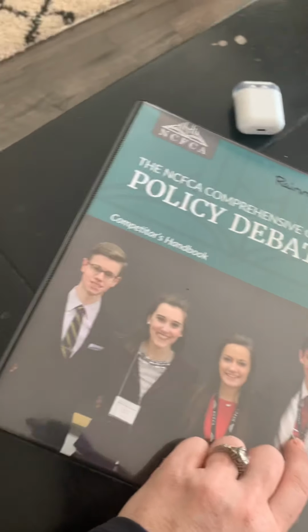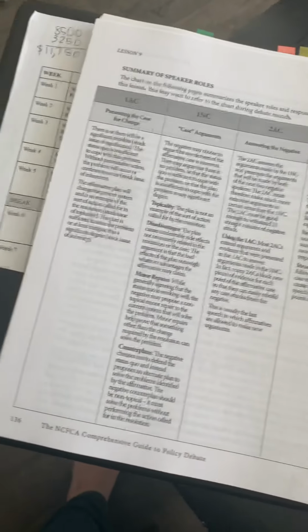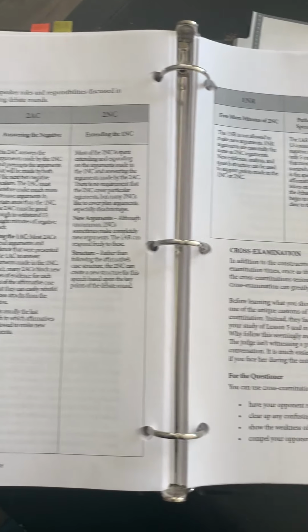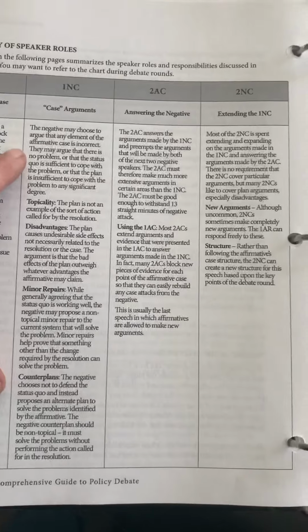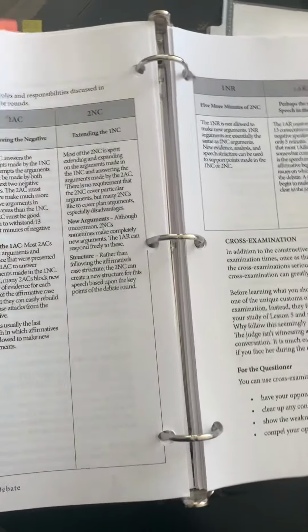I'm going to show you really quickly that if you have the policy debate handbook, most of the families checked this out the last two weeks. There's a lot of good information, and on page 136 is a summary of the speaker roles. I would recommend you look through that and look at what your 1NC and your 2NC should have, and work with your partner on thinking through what your arguments might be.